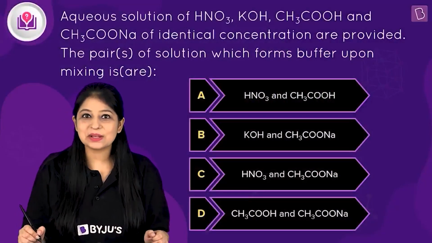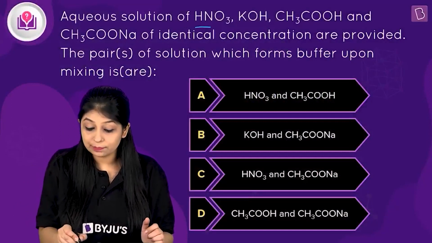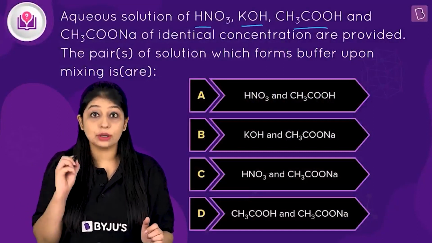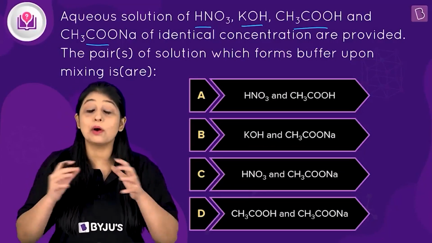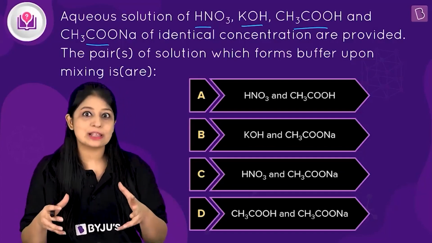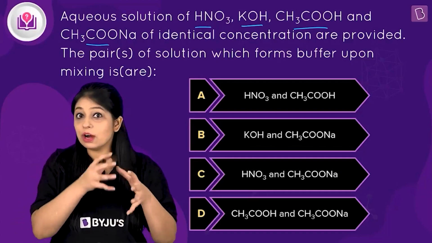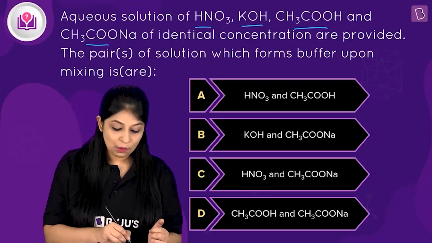Let's have a look at this question. Here we are given aqueous solutions of HNO3, KOH, CH3COOH and CH3COONa, and they are of identical concentrations. We have to find out the pair, out of these four, a combination which will result in a buffer solution.